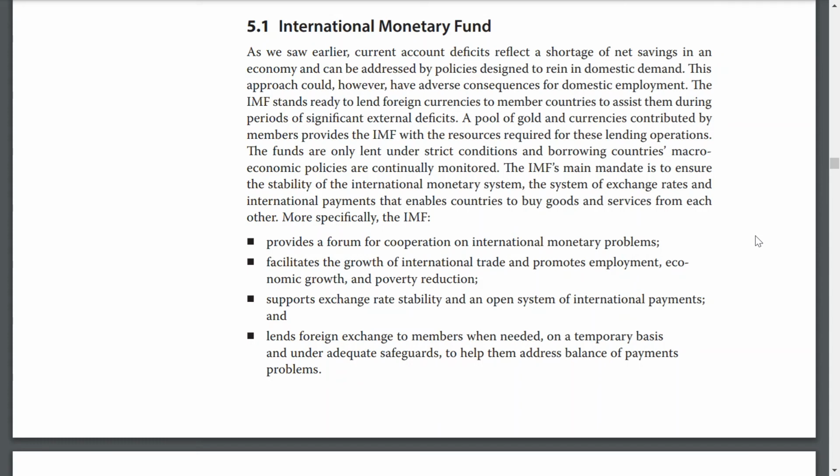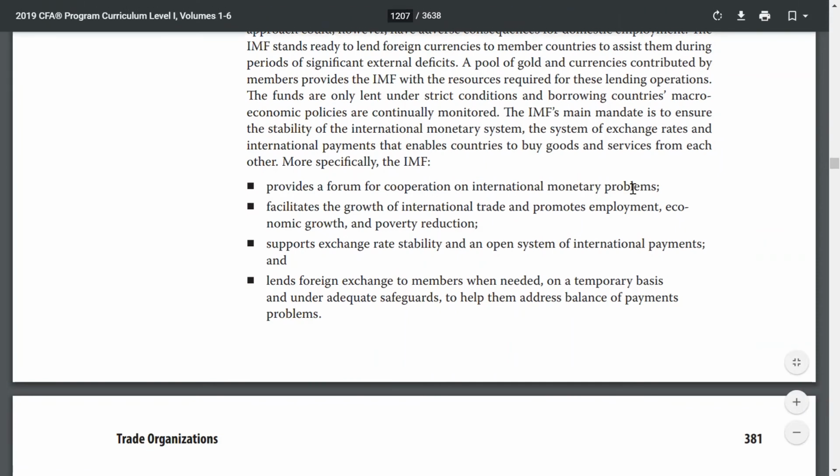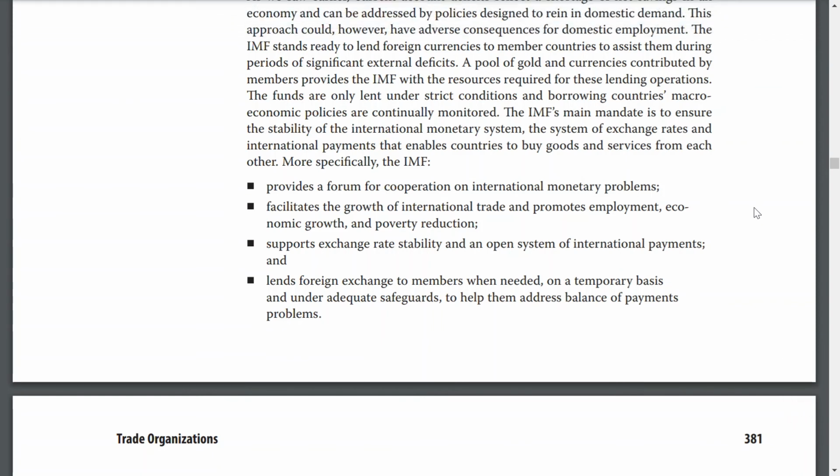More specifically, the IMF provides a forum for cooperation on international monetary problems, facilitates growth of international trade, promotes employment, economic growth and poverty reduction, supports exchange rate stability and an open system of international payments, and lends foreign exchange to members who need it on a temporary basis under adequate safeguards, helping them address balance of payments problems.